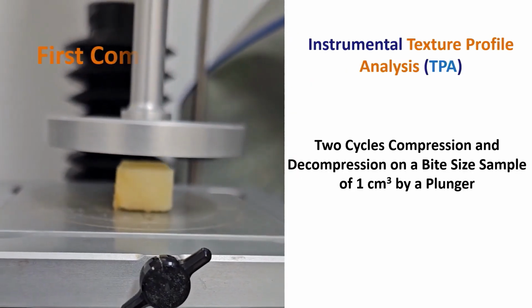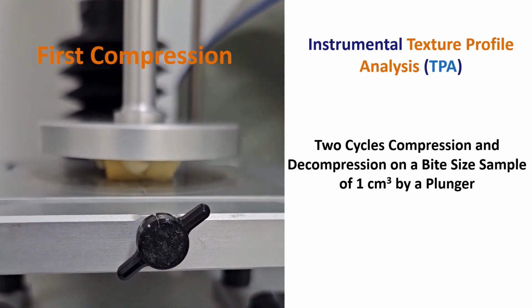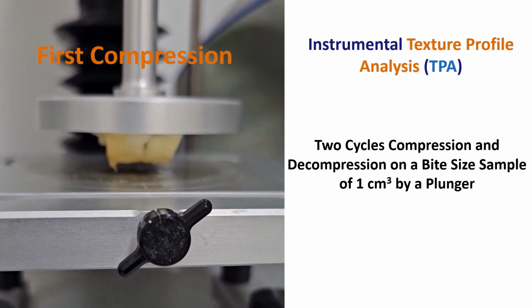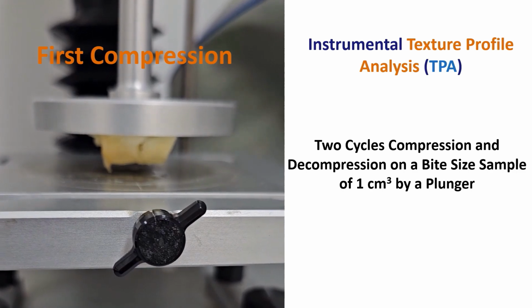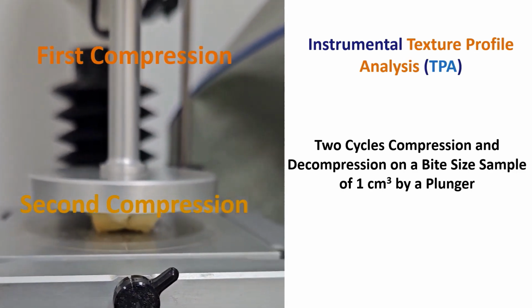Instrumental texture profile analysis, that is TPA, is a 2 cycles compression and decompression on a bite-sized sample of 1 cm³ by a plunger. I have a dead fruit. I remove the pit and I am going to eat.